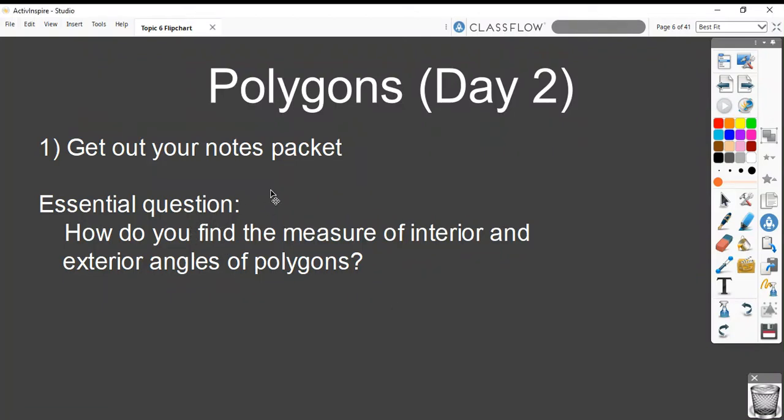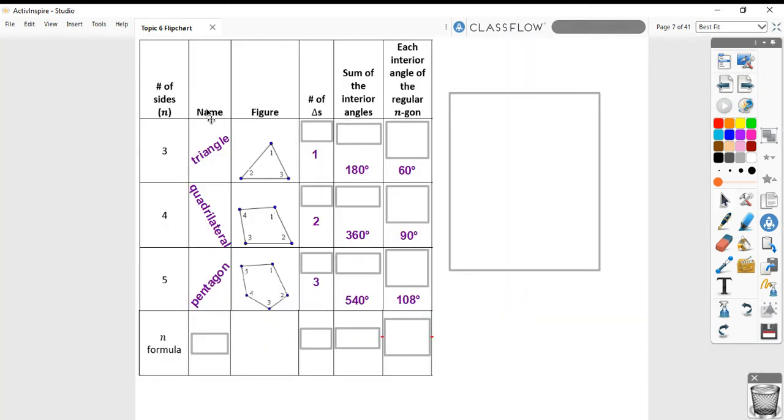All right, folks, we're taking a look at day 2 of our Polygons notes. That's topic 6, talking about everything to do with polygons. And in the second section, the second day, we've got a bunch of charts. And you will probably recognize these charts from the notes that we just did in section 1.